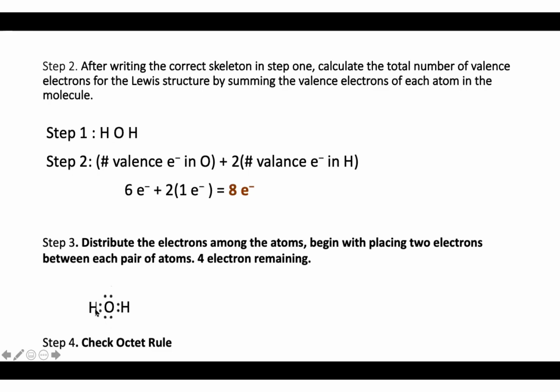Oxygen makes 8. It has 8 electrons around it, and hydrogen reached 2 electrons. So each of them reached octet rule. I know hydrogen reached 2 electrons, but because it's an exception, we can call it octet rule also for the hydrogen, because it has been satisfied already. It doesn't need to be 8 for hydrogen.